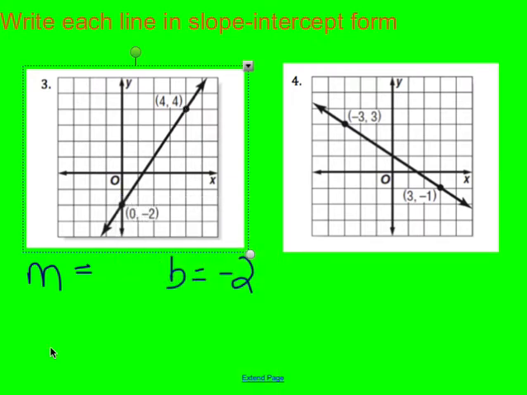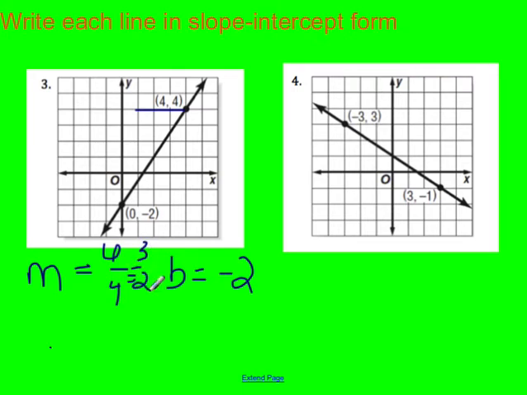And remember, you want to do rise over run. So we're going up 1, 2, 3, 4, 5, 6. So I'm going up 6, and I'm going over 1, 2, 3, 4. So I'm going up 6, and then over 4. Well, I can reduce that fraction. Both 6 and 4 are divisible by 2, so that's going to give me 3/2.